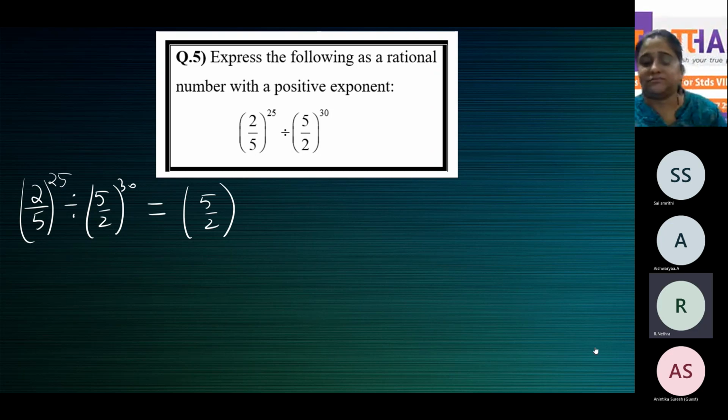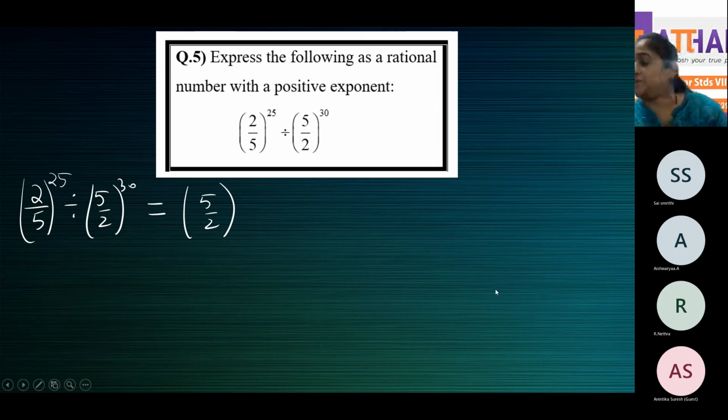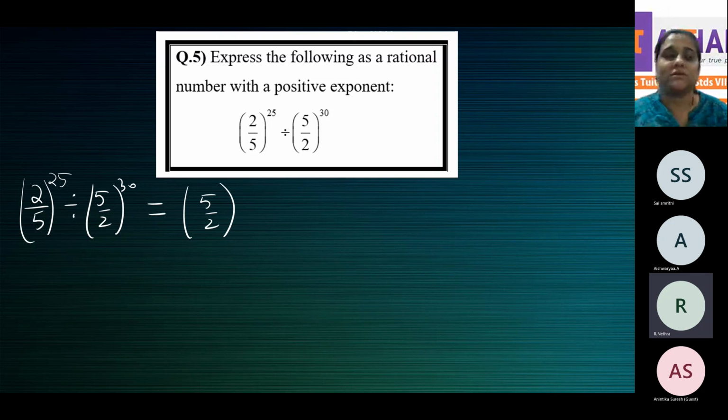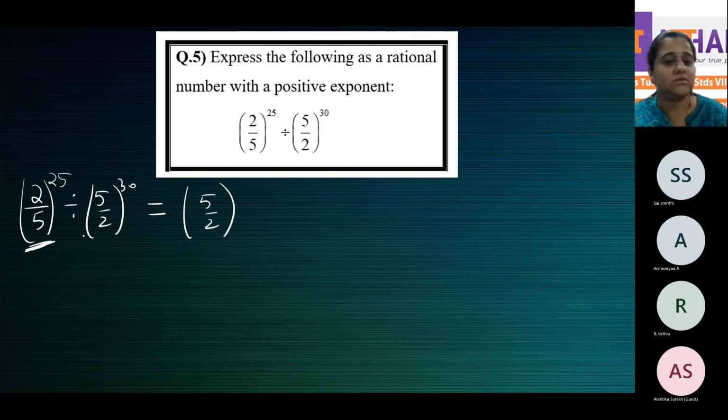Ma'am, you there? Oh, please wait. Ma'am, I got the answer, 2 by 5 to the power of 55. Okay, good. Please wait. Where is minus 30? We are writing this one, no? Where is minus 30?